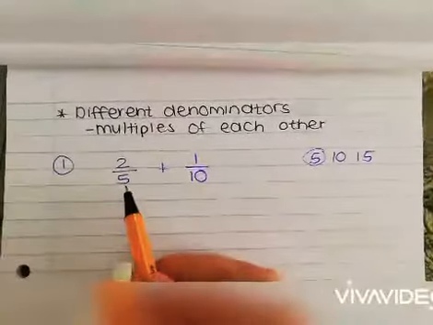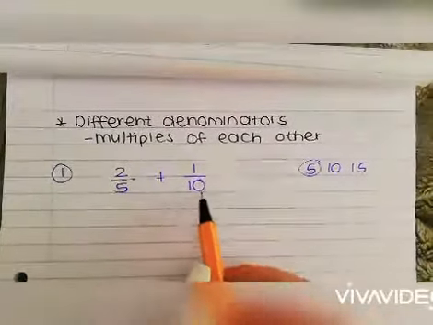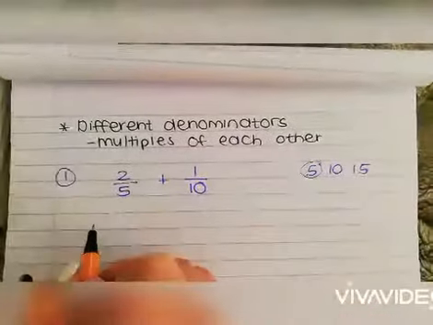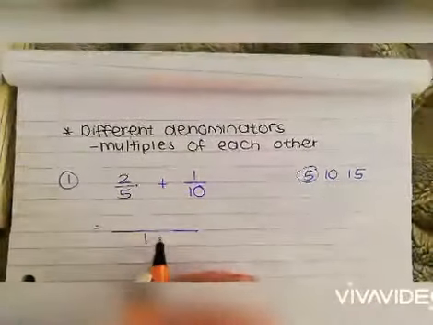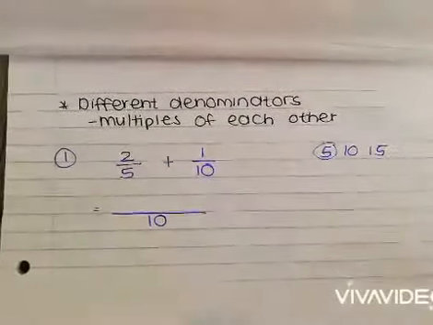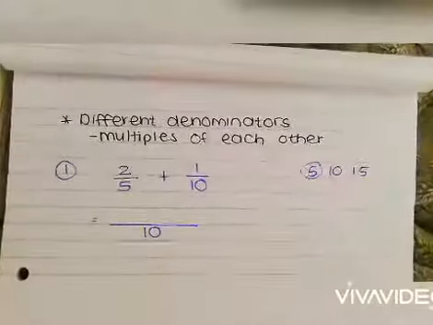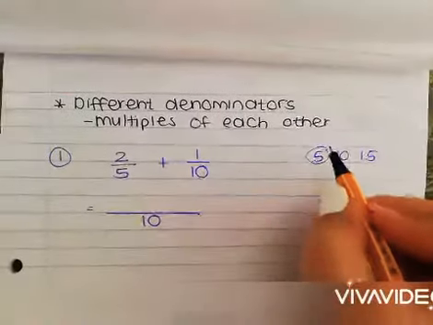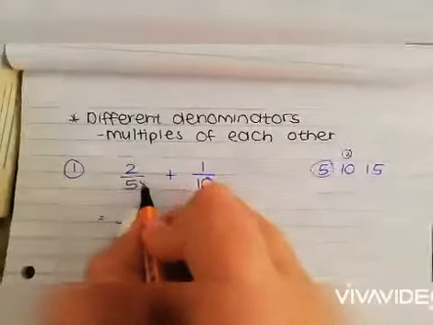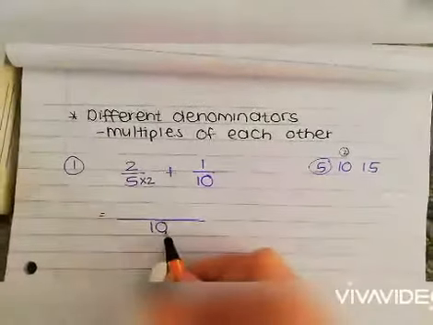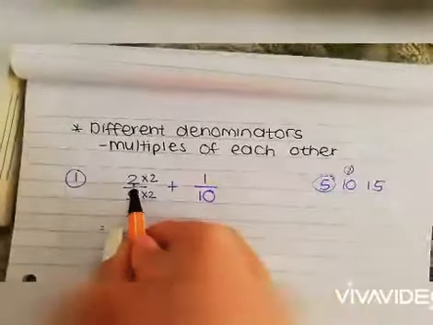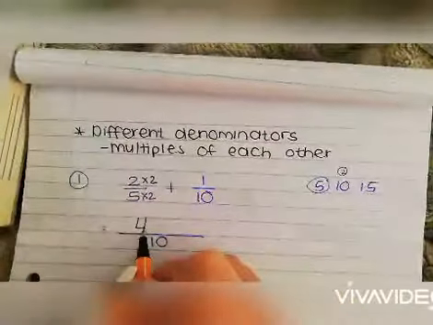Okay, so all I'm going to do is, this is the highest number. I don't need to make it any smaller. So 10 is the highest multiple, so I'm going to use 10 as my denominator. But how do I get from 5 to 10? So if I look here, I went 5 times 1 is 5, 5 times 2 gives me 10. So I'm going to multiply 5 by 2 to give me 10. And then whatever I do to the bottom, I have to do to the top. So 2 times 2 gives me 4.